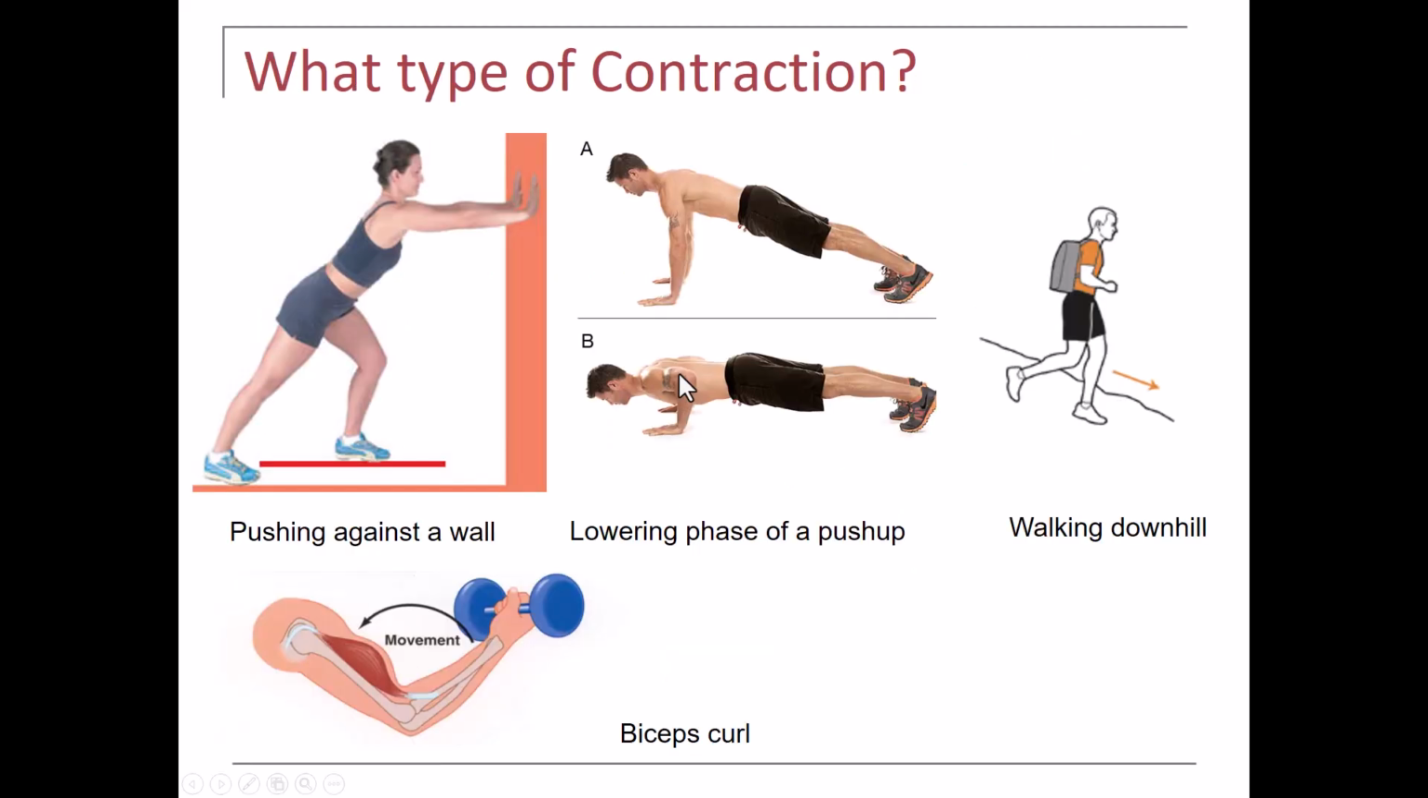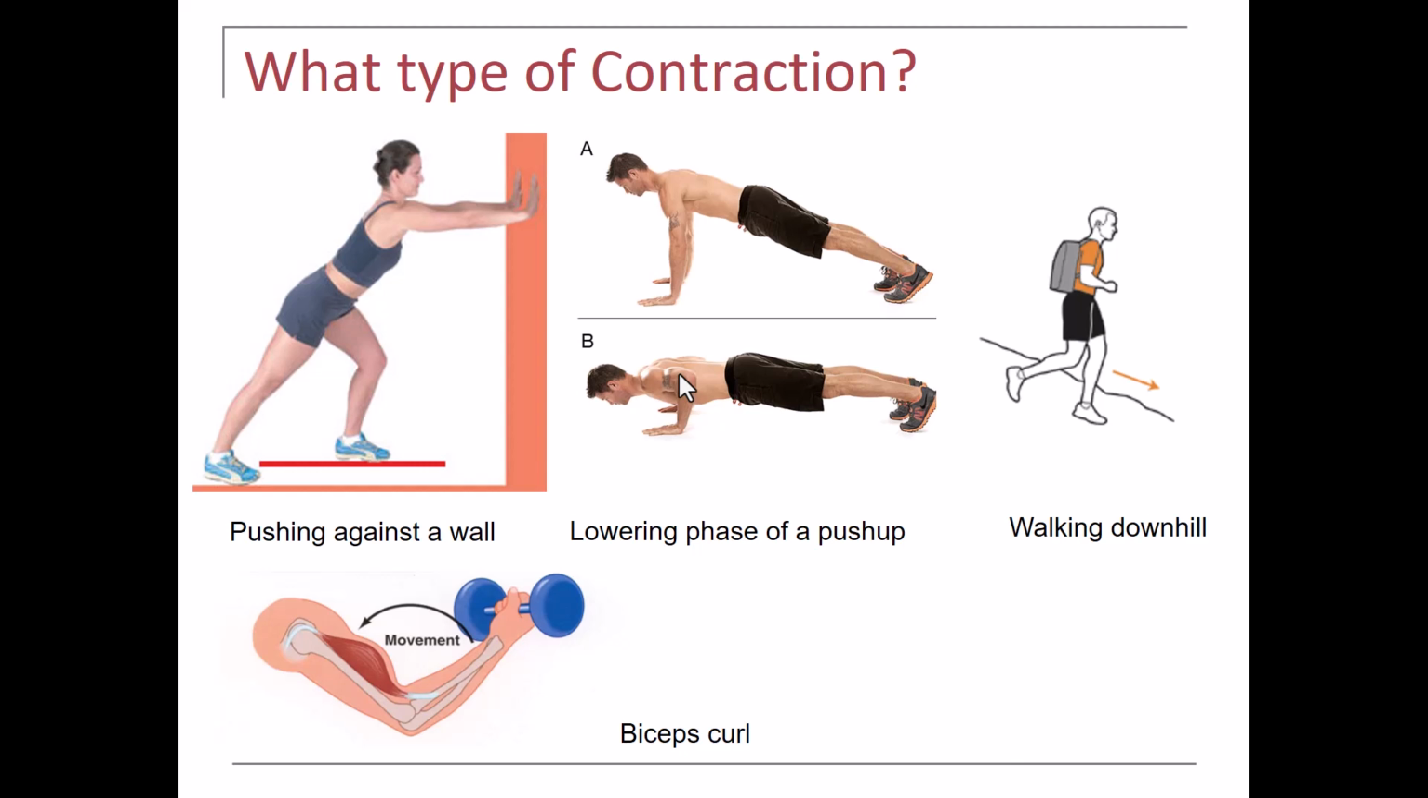So looking at some more examples here, we see that first figure of the lady pushing against the wall. That's another example of isometric contraction. If we're looking at the push-up, depending on what muscle we are looking at, if we're looking at the lowering phase, if we're looking at the triceps brachii, the back of the arm, we're going to have an isotonic concentric contraction. Maybe if we're looking at, an isotonic eccentric contraction.